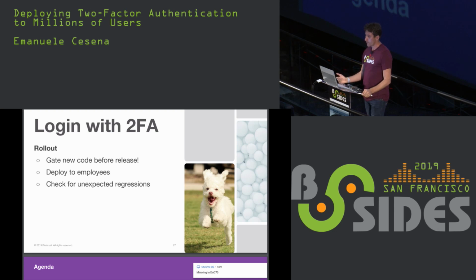So in order to roll out properly, what we did, and that's what we always do, is gate all new code behind experiments. We have a solid experiment framework that we use to roll out progressively every single new feature. We typically deploy to employees first so that we can have some internal testing before release to the public. And finally, we were monitoring for unexpected regressions. And that unfortunately happened in our case.